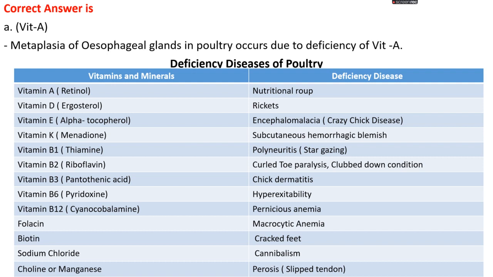Folacin deficiency causes macrocytic anemia. Biotin deficiency causes cracked feet. Sodium chloride deficiency causes cannibalism. And choline or manganese deficiency causes perosis or slipped tendon.